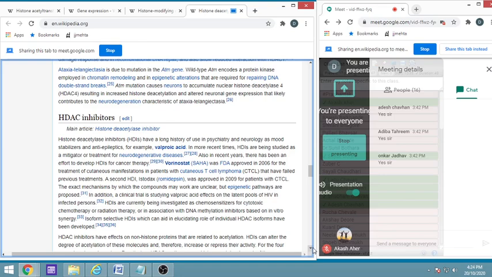So the valproic acid is known to have this action, and they are studied as a treatment for the neurodegenerative diseases. Other such drugs which cause this deacetylation inhibition are there. Examples of these are vorinostat. It was approved in 2006 for cutaneous T-cell lymphoma. Then other drug is Istodax or romidepsin. It was approved in 2009 for again cutaneous T-cell lymphoma.